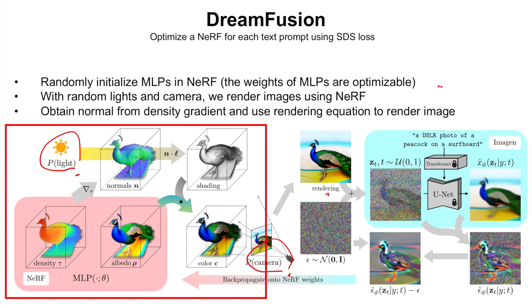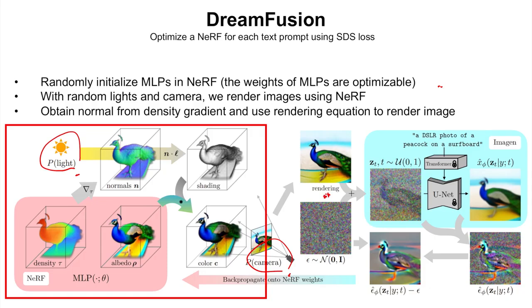Of course, at the early stage of training, this rendered image will look like noise because the weights of the MLPs are just randomly initialized. So there's nothing semantically plausible, just some arbitrary image, right? At the early time of the training.